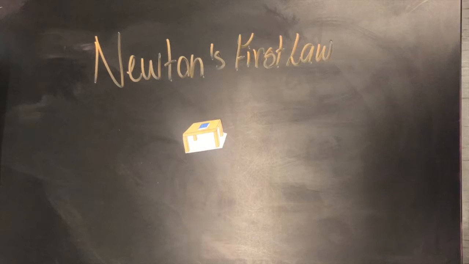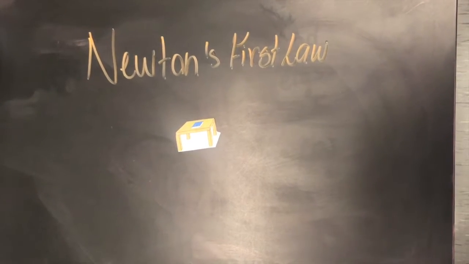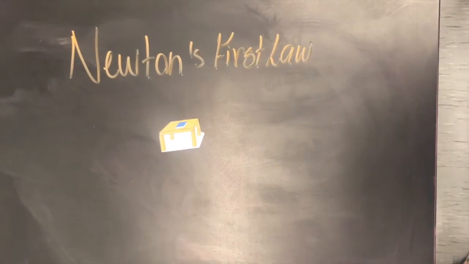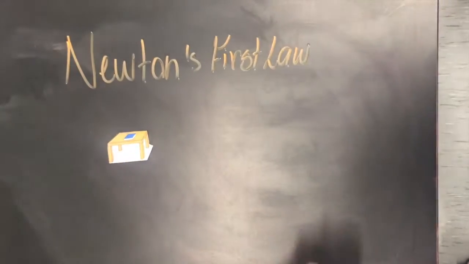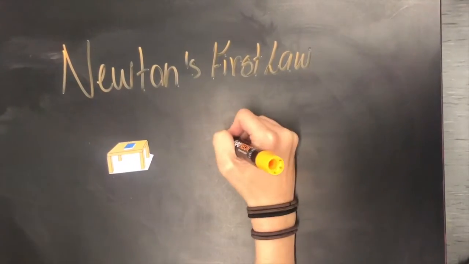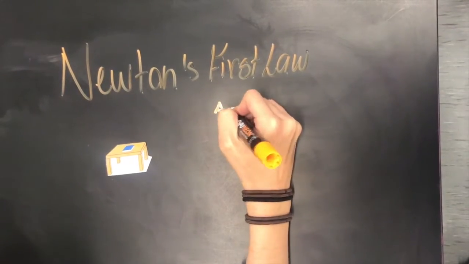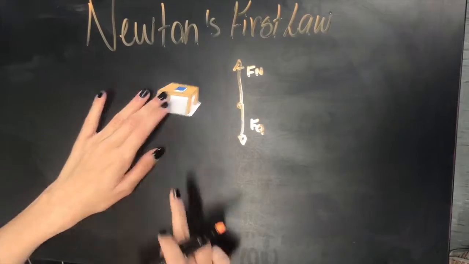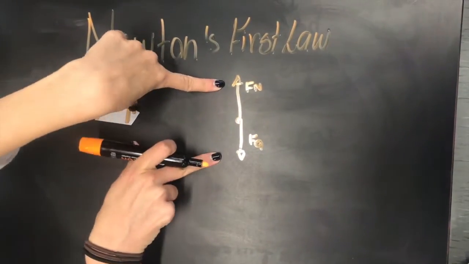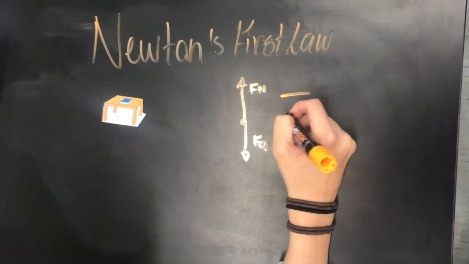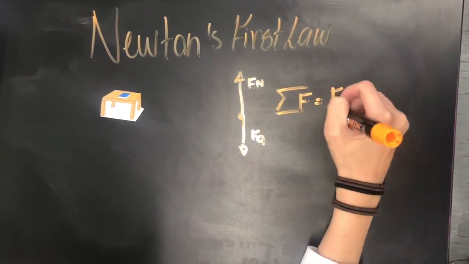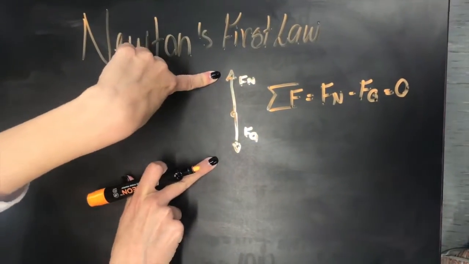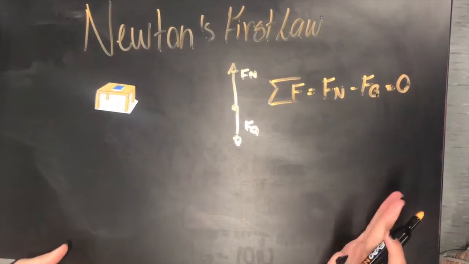Newton's first law says that an object at rest tends to stay at rest, and an object that is moving tends to stay in motion with the same speed and direction unless acted on by an unbalanced force. In this case, we have a book sitting on the table. It has its normal force and it has its gravitational force pulling it to the earth. As both have the same magnitude, the net force will be Fn minus Fg equals 0 because their value is the same. What changes is their direction. That is why they are balanced.